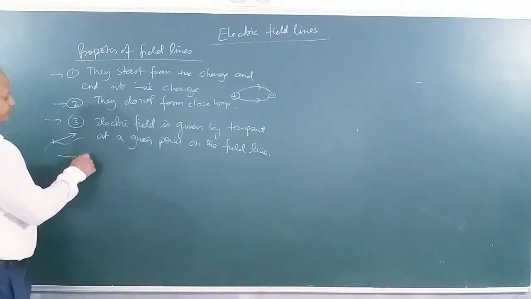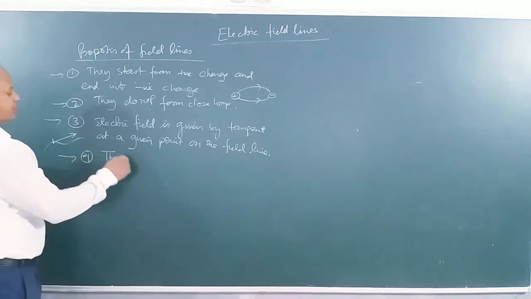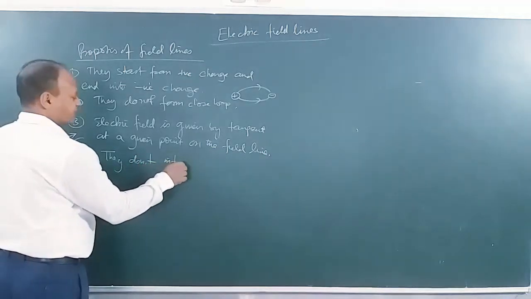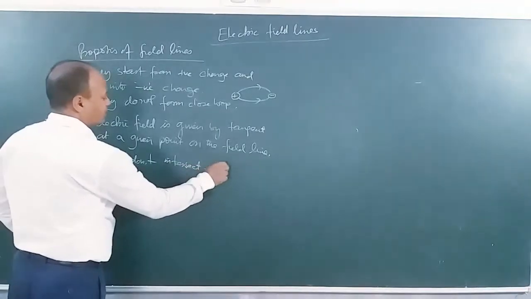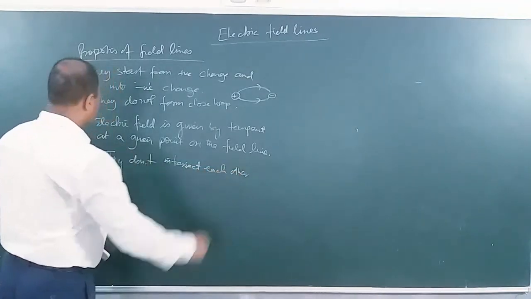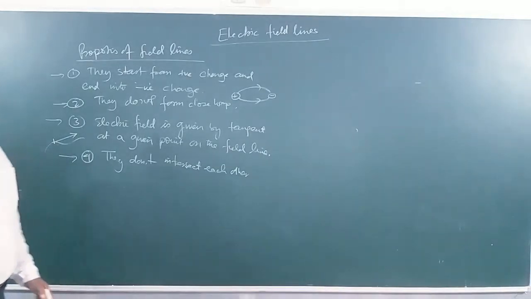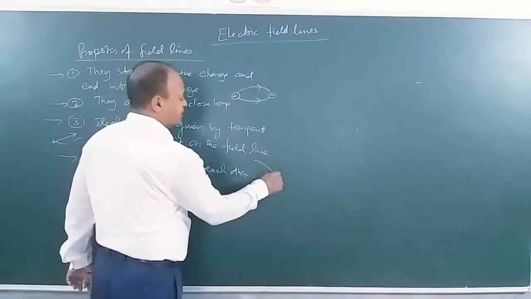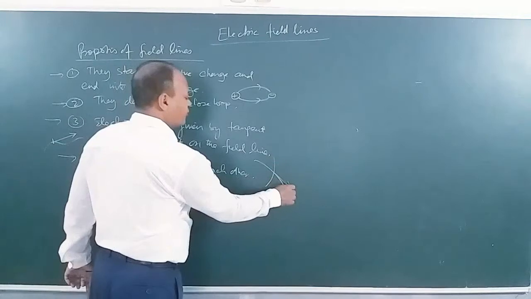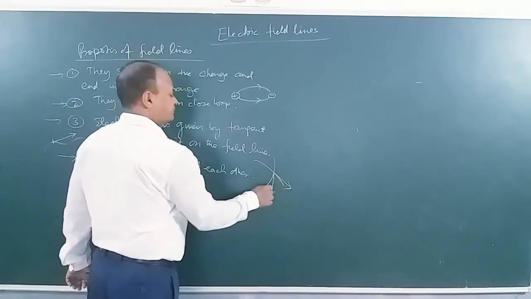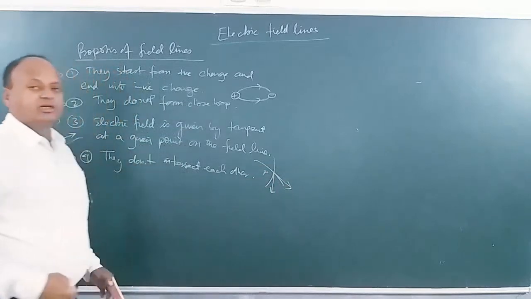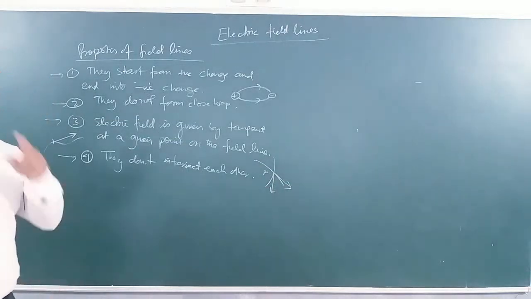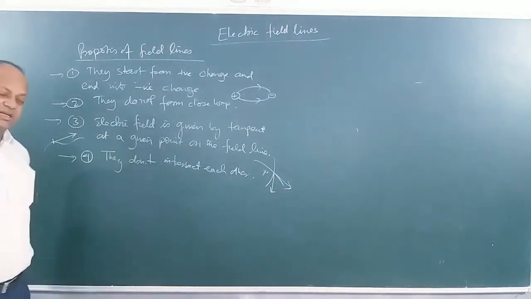Number 4, they do not intersect each other. They do not intersect each other. What is the reason? Why do they not intersect each other? The reason is that if two field lines intersect each other, then at the same point you can draw how many tangents? 2 tangents. That means at a given point P, 2 electric field directions are possible, which is contrary to our assumption, because there is only one field at one point, so they do not intersect each other.